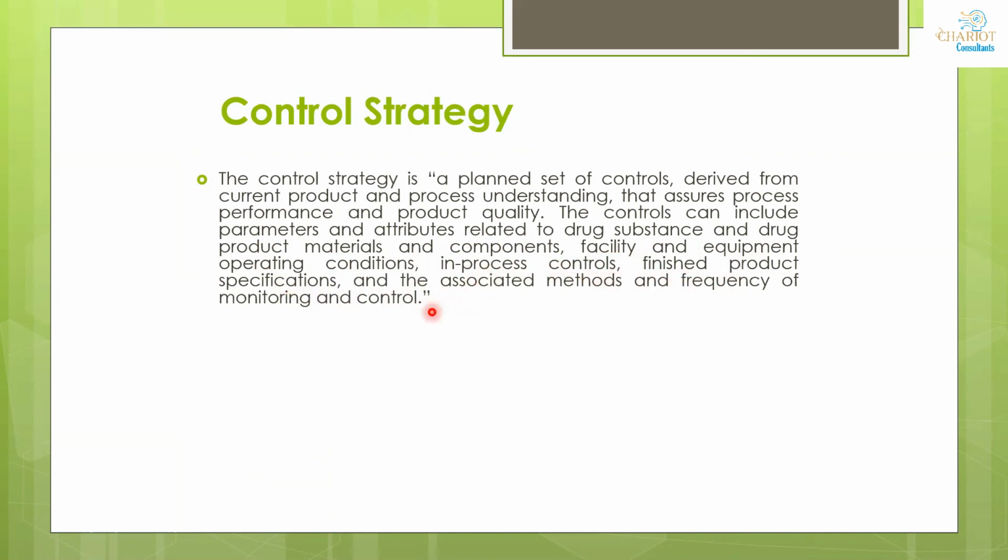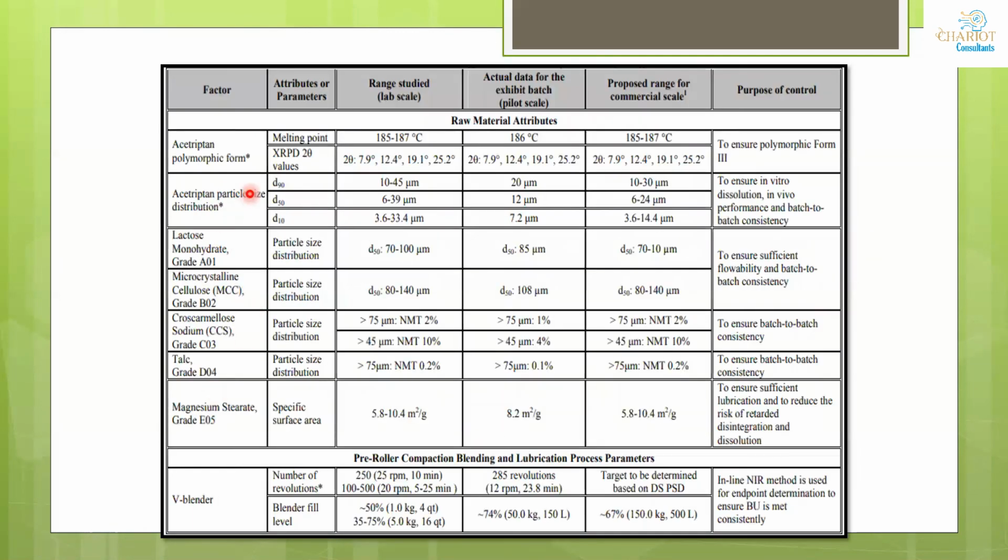So whatever controls you are putting, it may be on your material, in your formulation, or in your process, and it can also be in terms of your specifications. I mean, what are the set of specifications, what are the limits of my assay values that I need to keep, that can also be a part of your control strategy. So this is one example of control strategy.